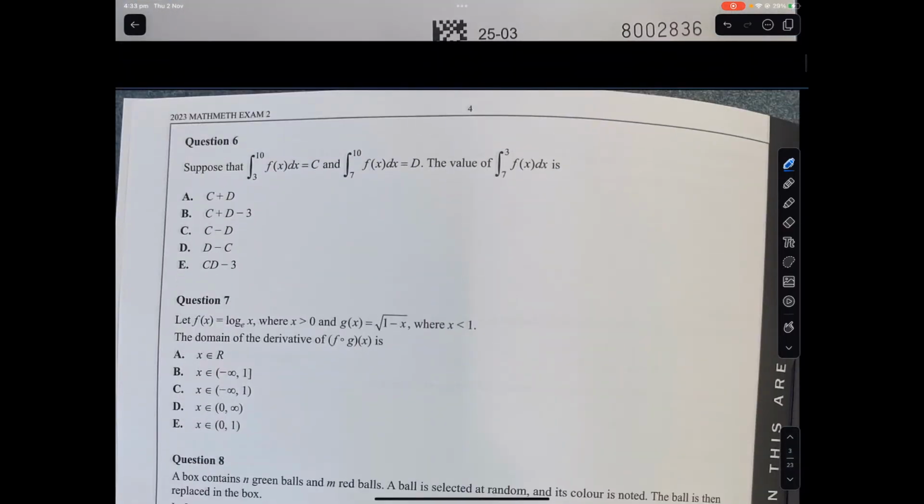Question 6. Suppose that the integral from 3 to 10 is C, from 7 to 10 is D, and what is the value of the integral from 7 to 3 of f of x? What I like to do for these questions is draw a fake graph. Let's say this is 3 and this is 10, which is C. And let's say 7 is this number here, and from 7 to 10 is D. Then what's 7 to 3?